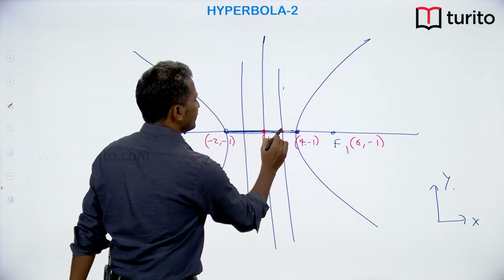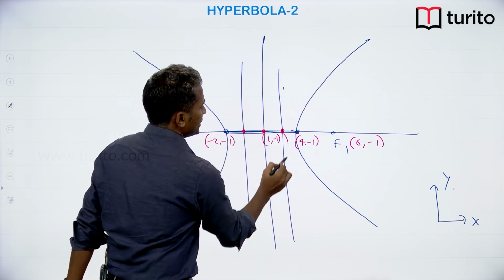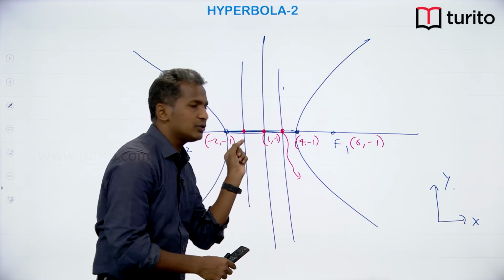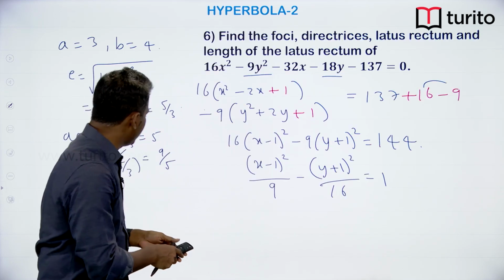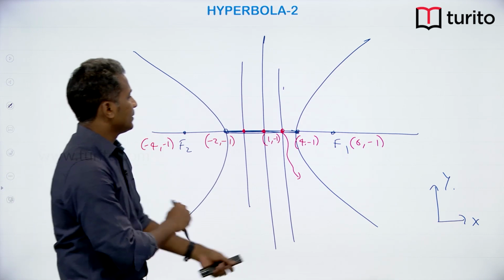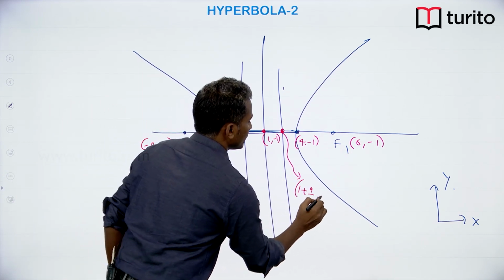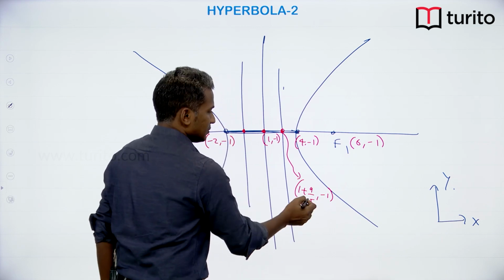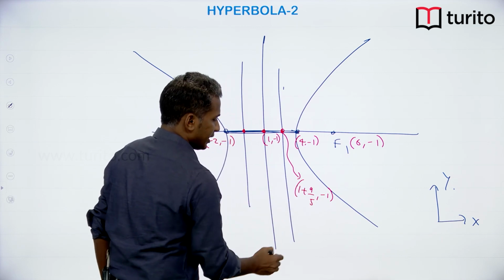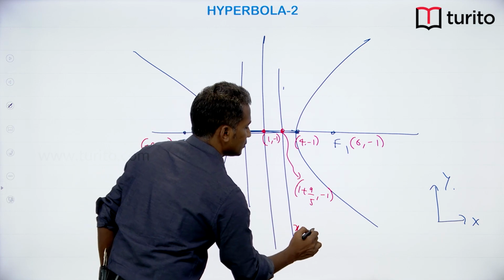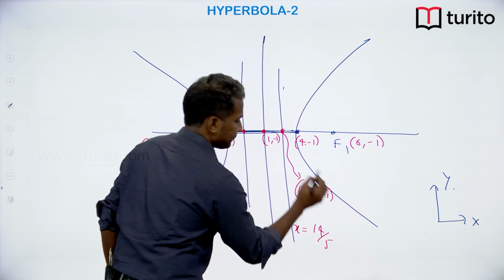Similarly, what about the feet of the directrices? To get this point we have to travel a by e to the right side. What is a by e here? 9 by 5. So it becomes 1 plus 9 by 5 comma minus 1. So that means this becomes 14 by 5. So the equation of this directrix is going to be x equal to 14 by 5.